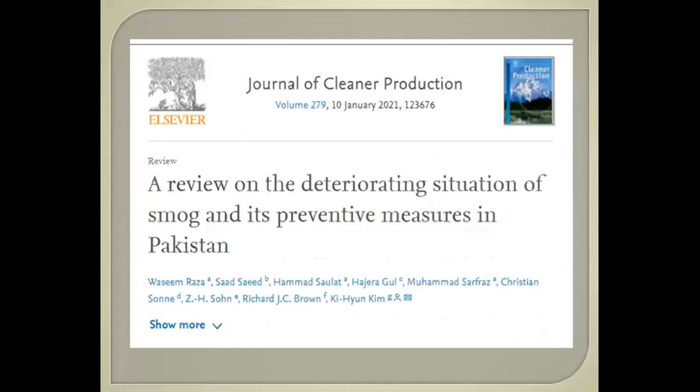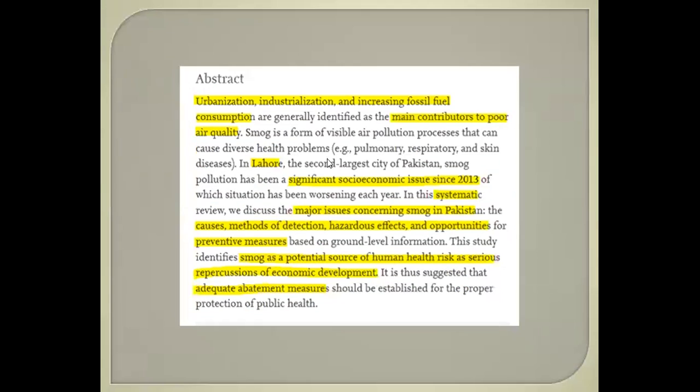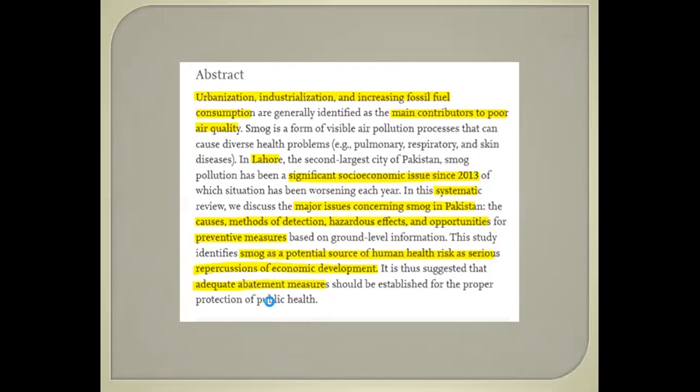Recent updates. A paper, a review on the deteriorating situation of smog and its preventive measures in Pakistan, is published. According to this review, urbanization, industrialization, and increasing fossil fuel consumption are the main contributors to poor air quality. In Lahore, the second largest city of Pakistan, smog pollution has had significant socio-economic impact since 2013. In this systematic review, major issues concerning smog in Pakistan were identified, and the study identified that smog is a potential source of human health risk as a serious repercussion of economic development, and therefore suggests that adequate abatement measures should be established for proper protection of public health.